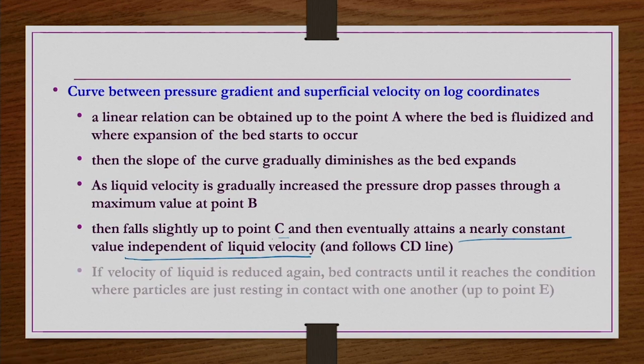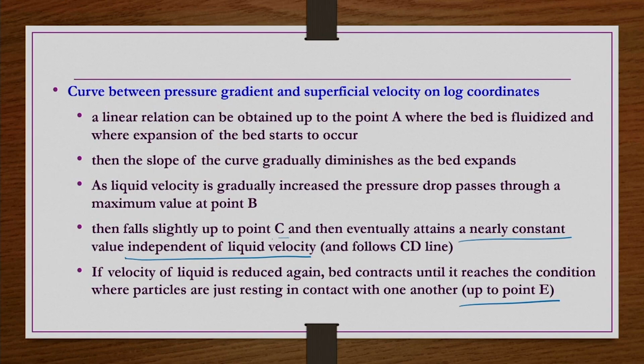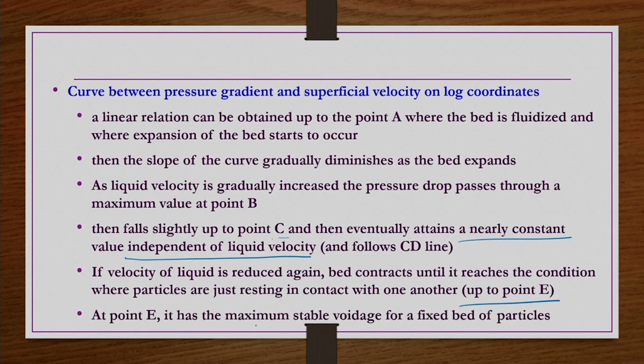and follows the CD line. Then if the velocity of the liquid is reduced again, the bed contracts until it reaches the condition where the particles are just resting in contact with one another, up to point E. At point E, it has the maximum stable voidage for fixed bed conditions. This voidage is maximum for a fixed bed condition and minimum for a fluidized bed condition. Further, if you increase the velocity, you can increase the voidage, right. But the voidage at point E is the maximum for the fixed bed and minimum for the fluidized bed, right.